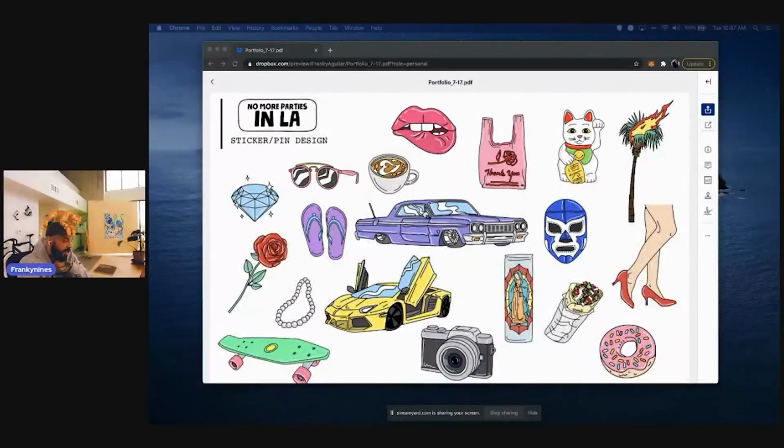No More Parties in LA. This was another little sticker pack that I did for the App Store. This was a good one. I think I did these in Illustrator. These were super fun to draw up.